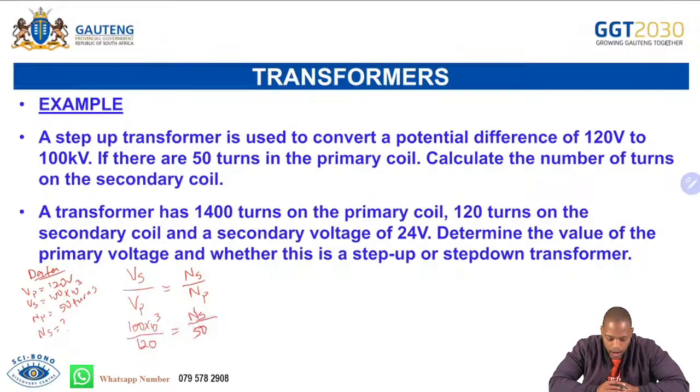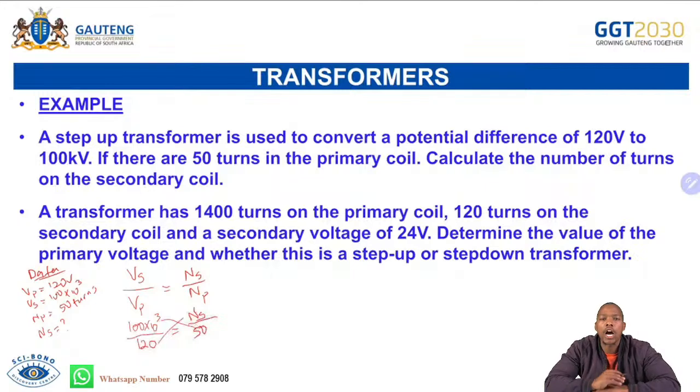From here, what do I do? I simply cross multiply. That's the mathematical manipulation that I need for this topic, for the transformers. I will always be cross multiplying. You will cross multiply, then from there you will divide and get your answer. Always it will only be that mathematical manipulation.